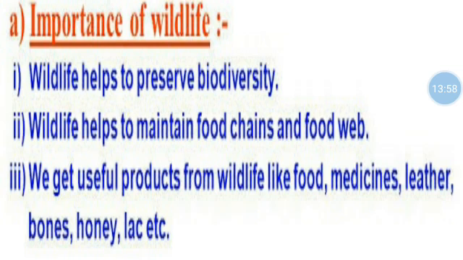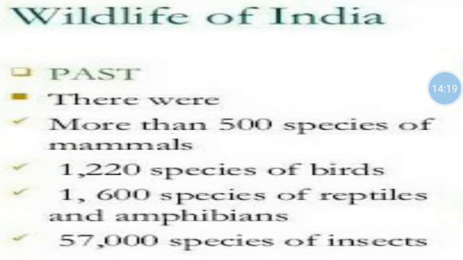Wildlife helps to preserve biodiversity. It also helps to maintain food chains and food webs. We get useful products from wildlife like food, medicines, leather, bones, honey, lac and so on. Children, in the past, there were more than 500 species of mammals, 1220 species of birds, 1600 species of reptiles and amphibians, and 57,000 species of insects.